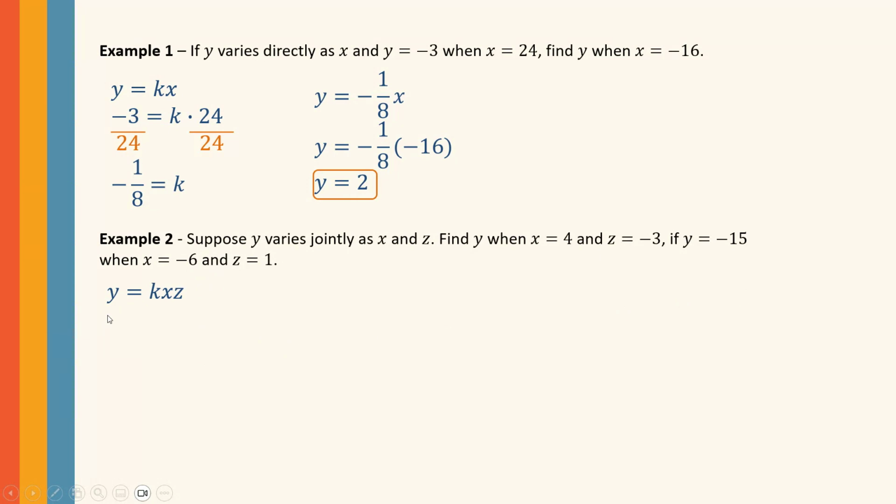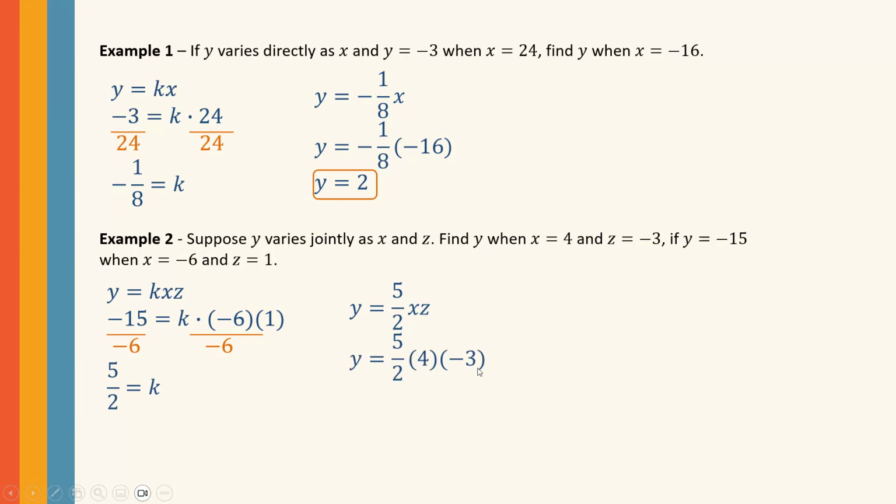So I always start by writing the joint variation formula, and then we'll substitute in the given information. Y is -15 when x is -6 and z is 1, and then we can solve for k. So I'm going to divide both sides by -6, and our constant of variation is 5/2. So now that we have this equation with the known constant of variation, we can find y when x is 4 and z is -3. So substitute 4 for x and -3 for z. So that would give us y equals -30.